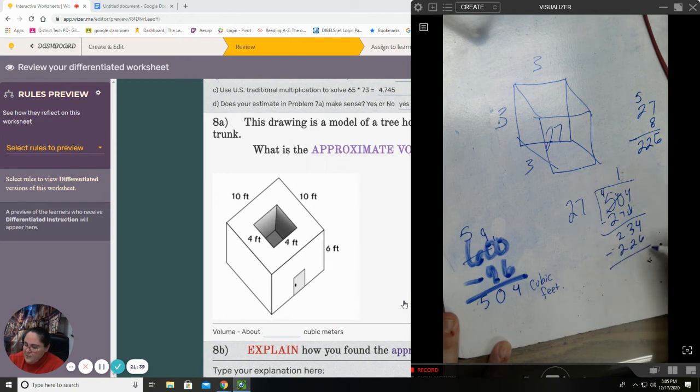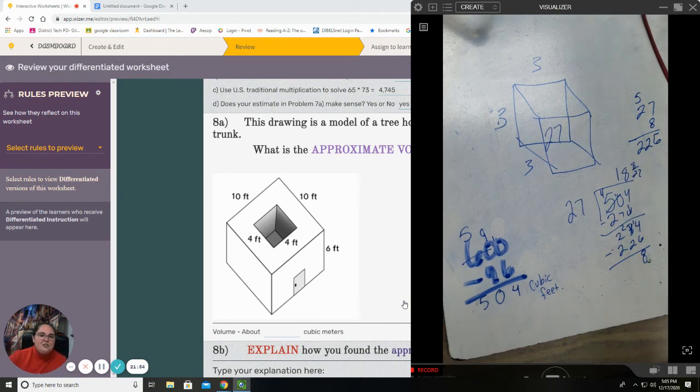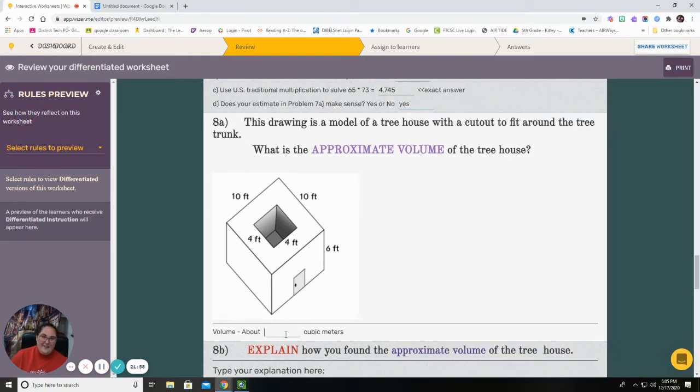Subtract. 4 minus 6 you can't do. 14 minus 6 you can. Your answer should be 8 left over. So your answer should be 18 and 8/27ish. Now, I'm going to say that 8/27 is really close to a half. So 18 and 1/2 ish.